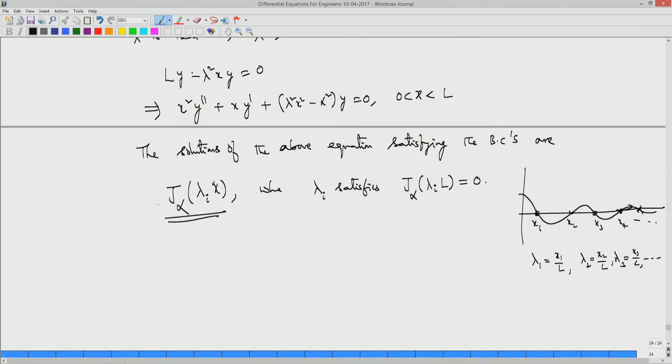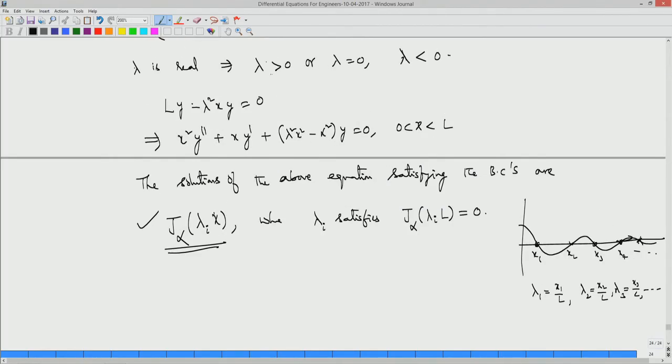So these are the functions that you have already seen. They are defined only on the positive side, so you have these eigenvalues only for the positive side. These are the eigenfunctions corresponding to positive lambda, because when x1, x2, x3 are on the positive side, their lambdas are all positive. If lambda equal to 0, there is no root, since J alpha will never be 0 at x equal to 0. So 0 is not an eigenvalue, and negative is also not an eigenvalue.